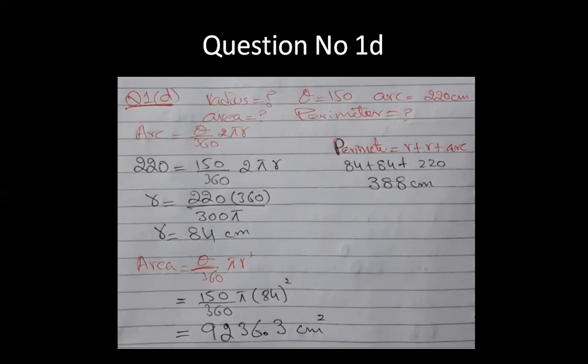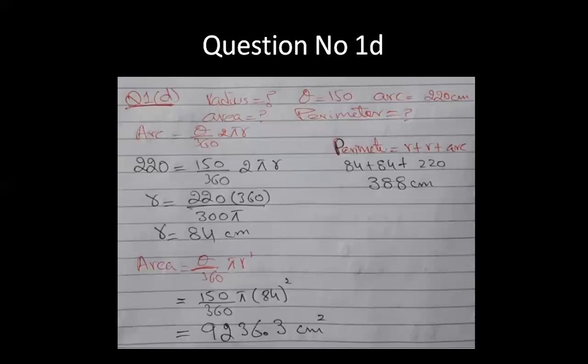Once you know the radius, now I can find the area very easily. We know the formula for the area of the sector is theta by 360 pi r square. Theta is 150 divided by 360 multiply pi multiply 84 square. In your calculator, you can enter like this: 150 divided 360 multiply pi multiply 84 square equals, and that will give you 9236.3 centimeters square.